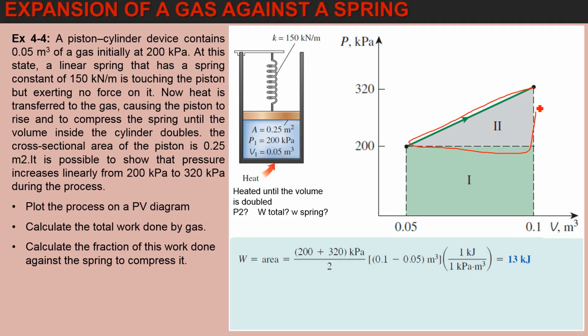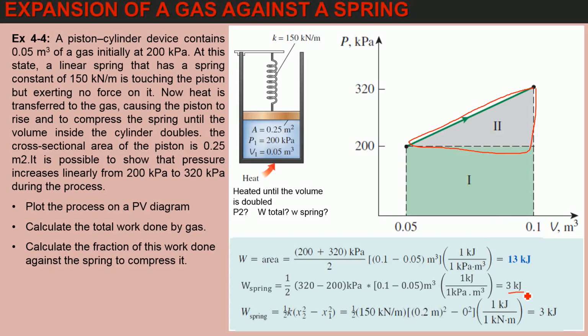So we can calculate the work against the spring. We can calculate the area in region 2 by multiplying 120 by 0.05 and dividing it by 2. So the work done against the spring is 3 kilojoules. Alternatively, we can use this equation to find the work done against the spring.